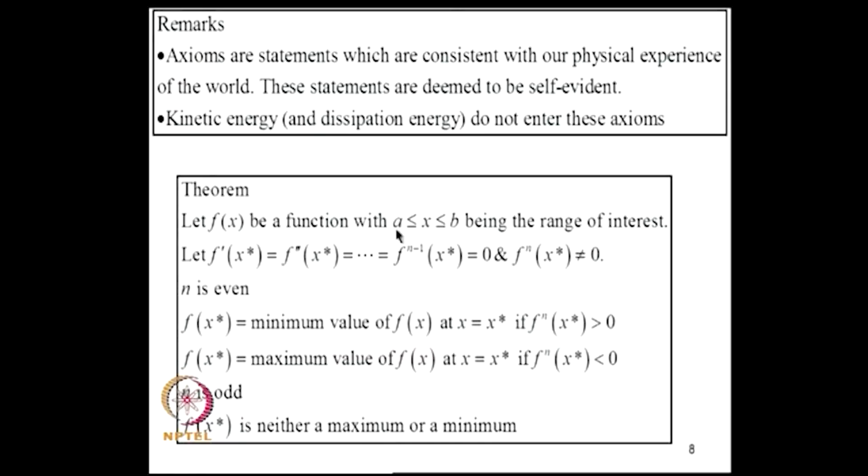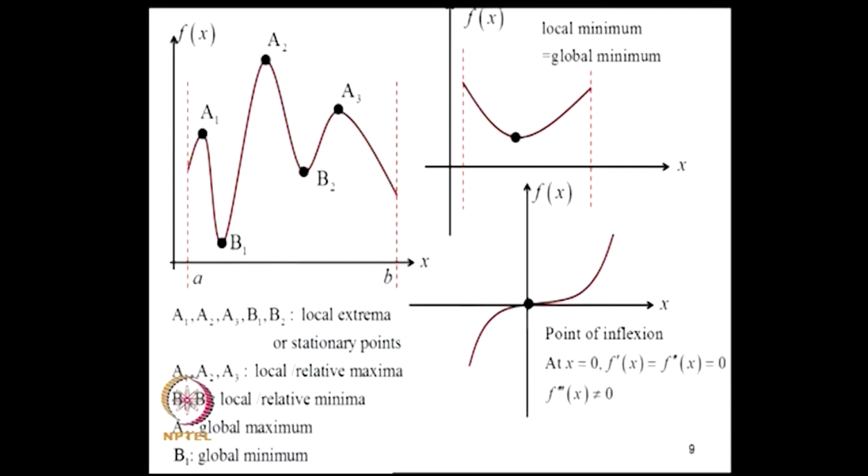f is a function of a scalar variable here. If n is even, f of x star is the minimum value of f of x at x equal to x star if f superscript n of x star is greater than 0. On the other hand, f of x star is the maximum value of f of x at x equal to x star if f superscript n of x star is less than 0. If n is odd, f of x star is neither a maximum nor a minimum.